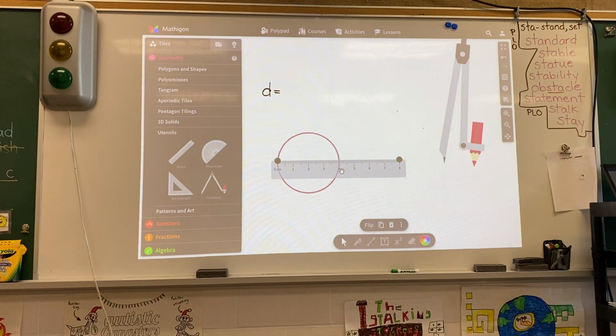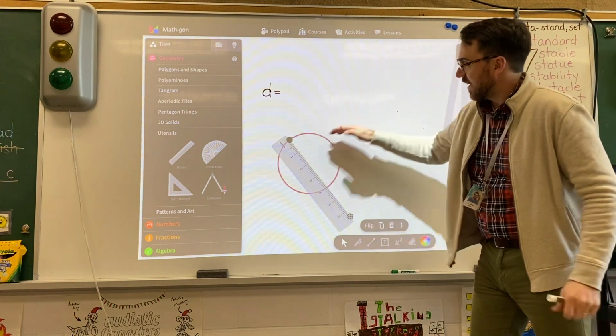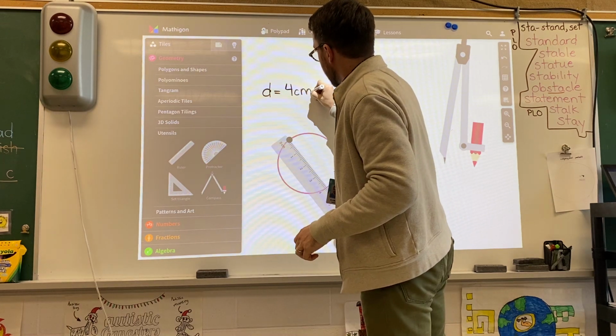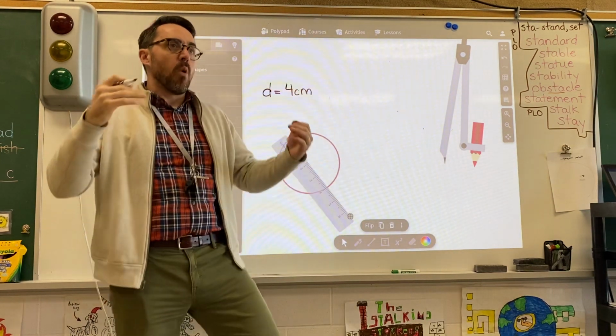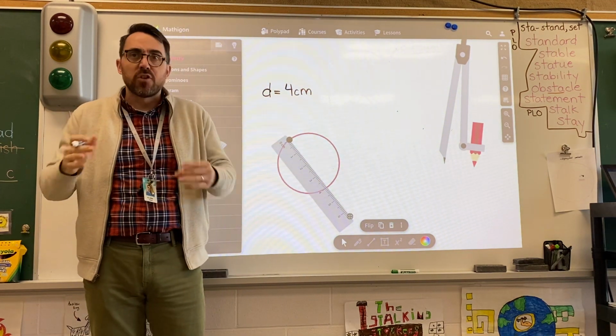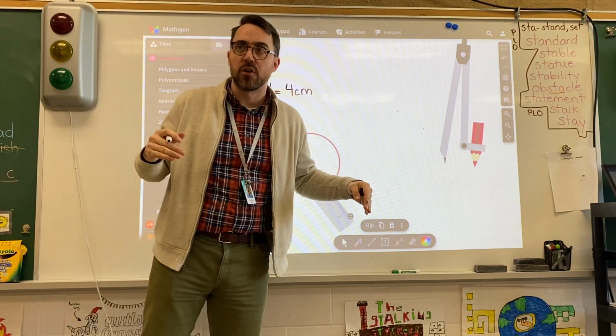4 centimeters. If I put this ruler anywhere on this circle, it'll be the same. Straight across, it's 4. It's 4 straight across in any direction. It's 4 centimeters.